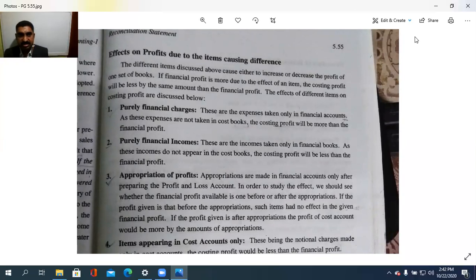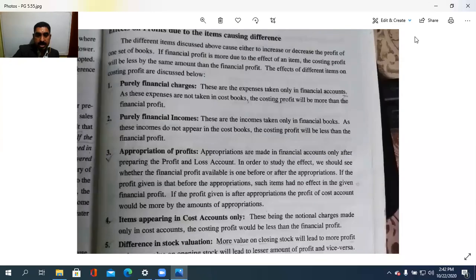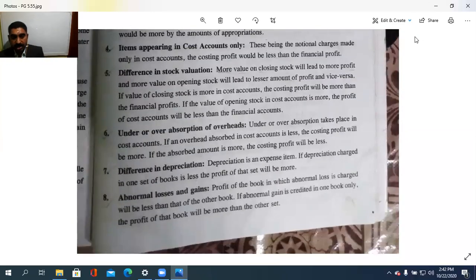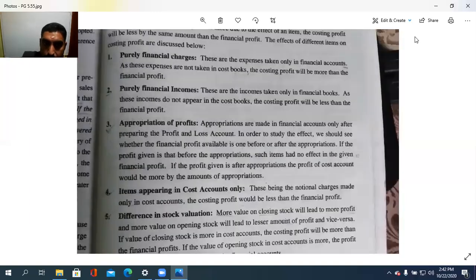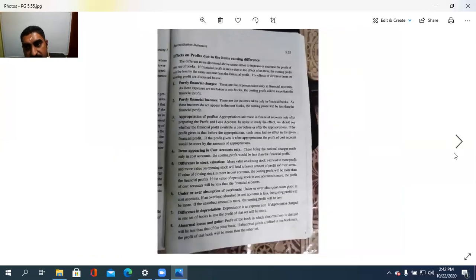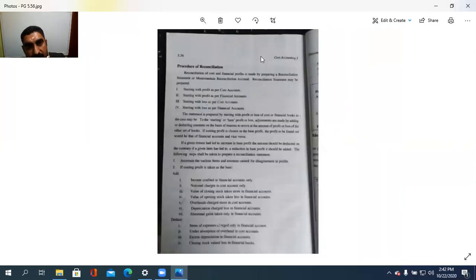Purely financial charges are there, purely financial incomes are there, appropriation of profits is there, items appearing in cost accounts, then difference in the stock valuation, under or over absorption of overhead, and difference in depreciation, and abnormal losses or gains. These are the cases with regard to the profit, that is, the effect on the profit due to the items that cause the difference between the costing books and financial books.